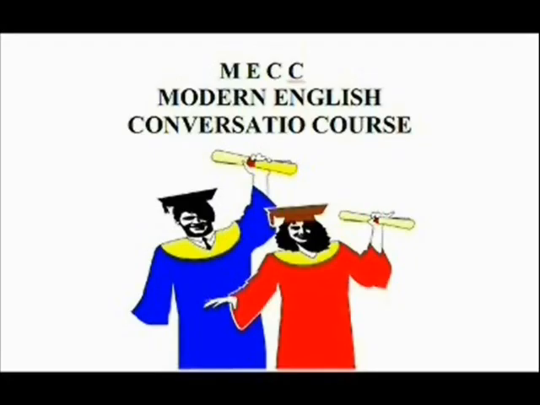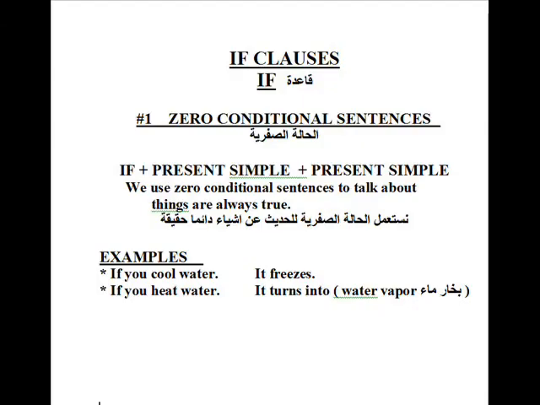The lesson for today is if clause. Number 1, zero conditional sentence. It consists of if plus present simple plus present simple. We use zero conditional sentence to talk about things that are always true.